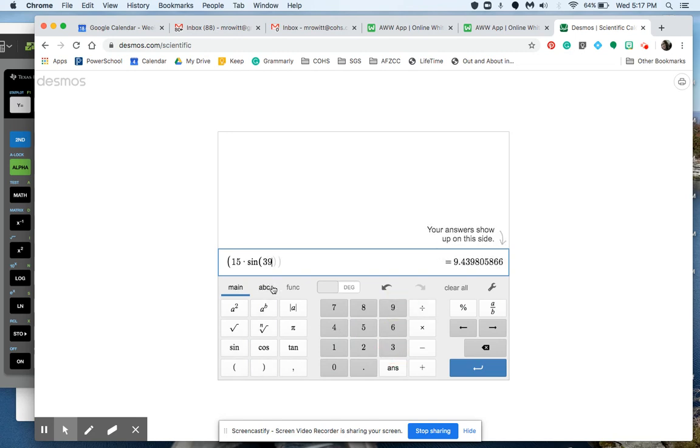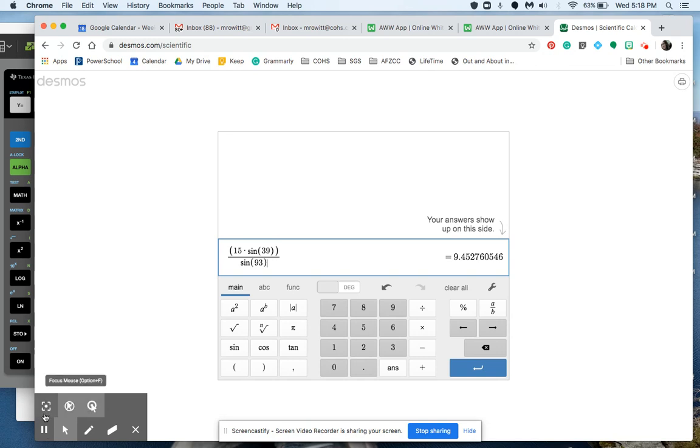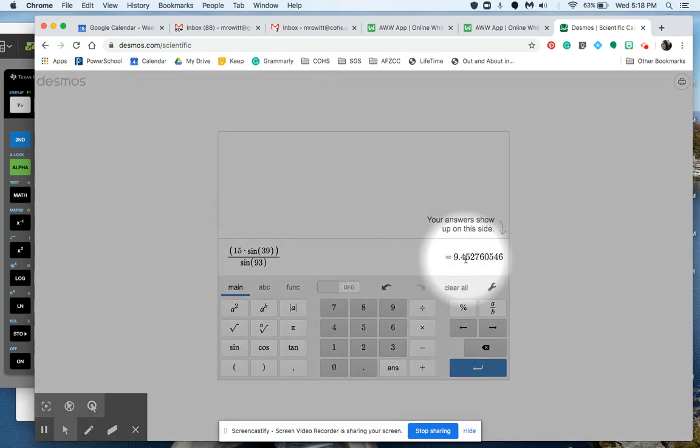Closing off. It even tells me what to do because Desmos is that easy to use. And then I want to divide all of that. And when I hit the divide button here, it does give me that stack fraction. So I know that I'm doing this right over the sine of 93. I don't actually have to close that parenthesis, but I get about 9.5, right? If I round to the nearest tenth, the 5 kicks the 4 up 1, so that's why the answer is 9.5.